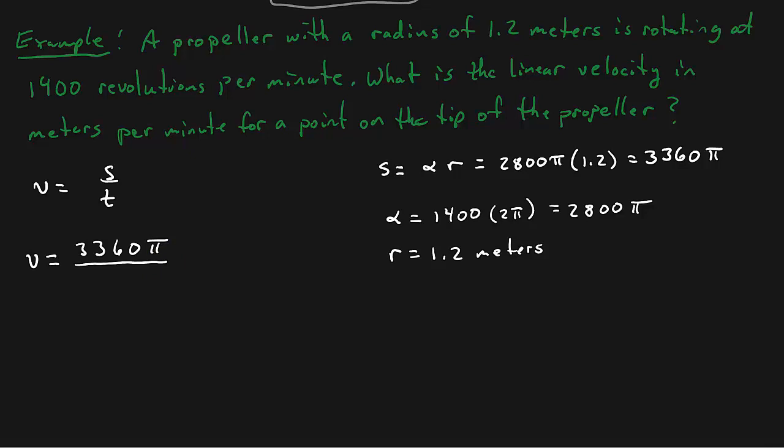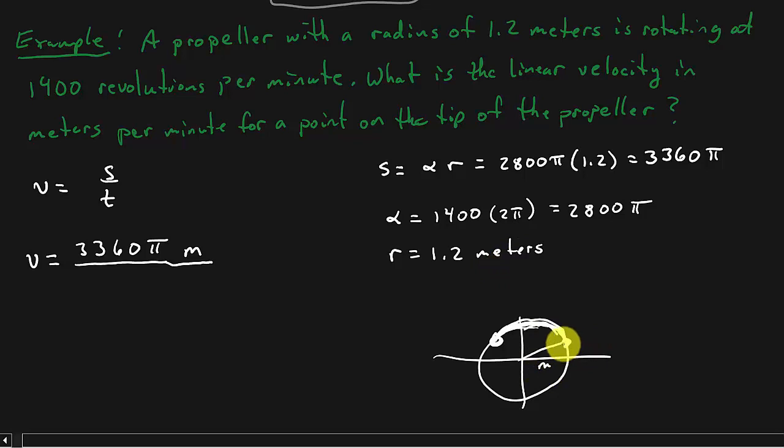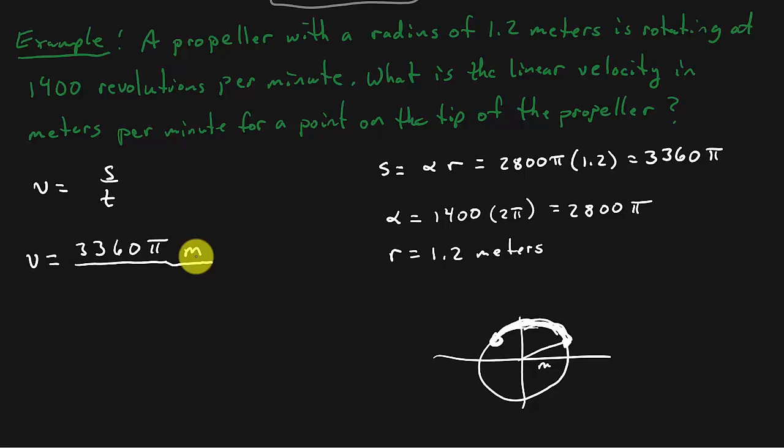And that is what? Okay, think about what that is. Meters, right? So remember, arc length, that's the distance. So look at this. If we have a point here and it travels around the circle to here, this length here, that's a distance. Well, the radius is in meters, so this length here is going to be in meters. So there's your arc length, 3,360 pi meters.